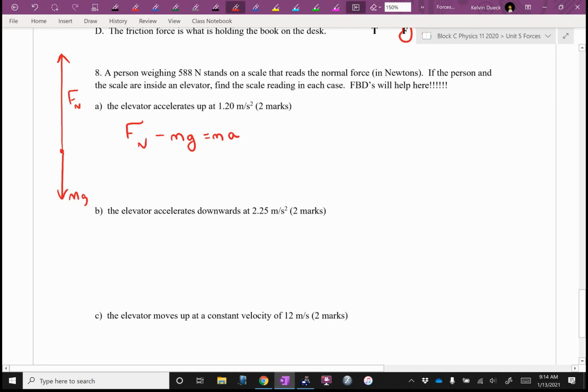I've never done that, and I'm not going to do it this year, but once we're back to normal, I've just decided, ooh, that's a neat question. That'll go on a test, because I can travel to outer space to a mystery planet. Anyways, how would I get the Fn by itself? I would plus the mg over, which is going to be either ma plus mg or mg plus ma.